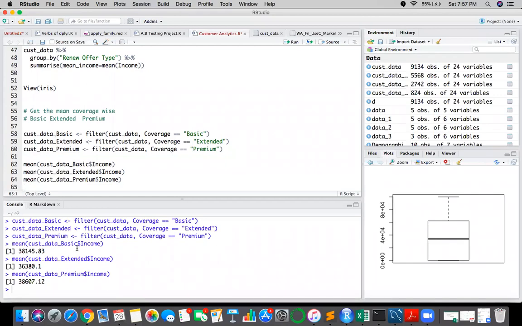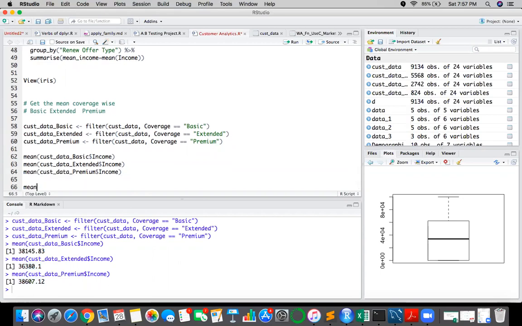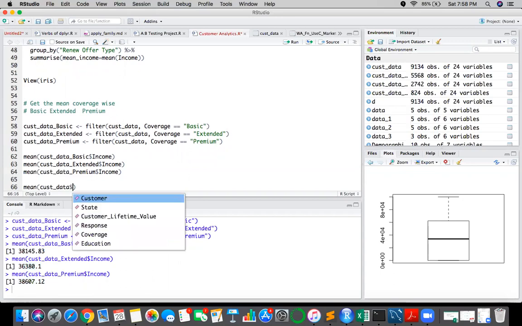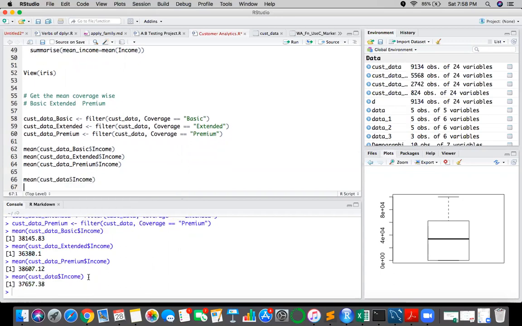So you see the order, right? Basic is having the least mean. Then you have extended, which is in between, having a mean greater than basic and less than premium, and premium is having the max mean. But this was not clearly visible when we had a general mean of all the customers. That is why we were getting something in between, which was not giving us a clear idea, right? Does it make sense, guys?